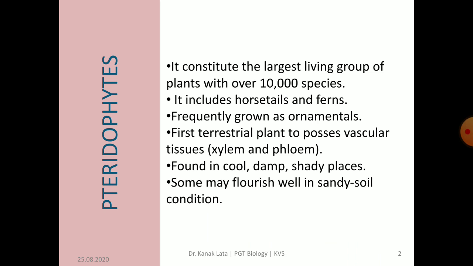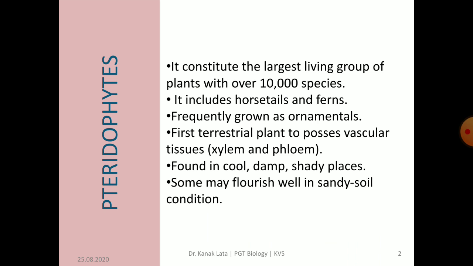Pteridophytes are commonly called ferns due to their feather-like fronds, that is leaves. Why is it called fern? Because its leaves are feather-like. It is the largest living group of plants, having more than 10,000 species. It includes two groups: one is horsetail, another is ferns. They are also called ornamental plants. Why? Because of their beautiful leaves.